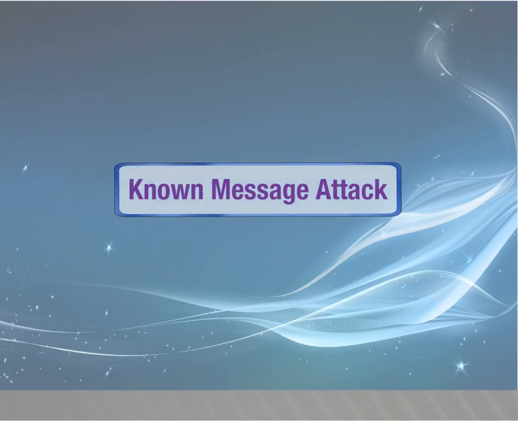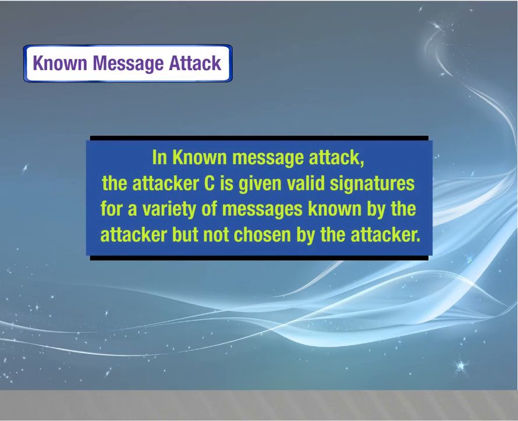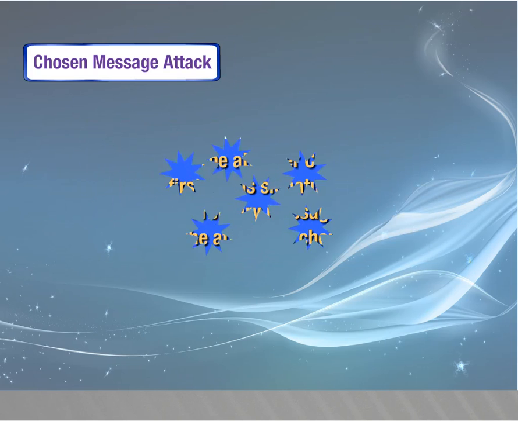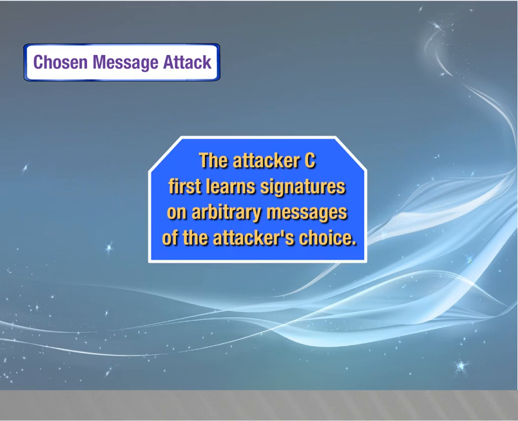Known message attack. In known message attack, the attacker C is given valid signatures for a variety of messages known by the attacker but not chosen by the attacker. Chosen message attack. The attacker C first learns signature on arbitrary messages of the attacker's choice.